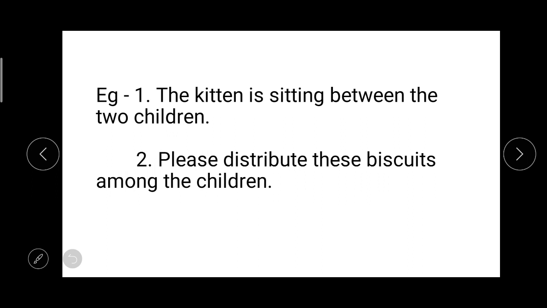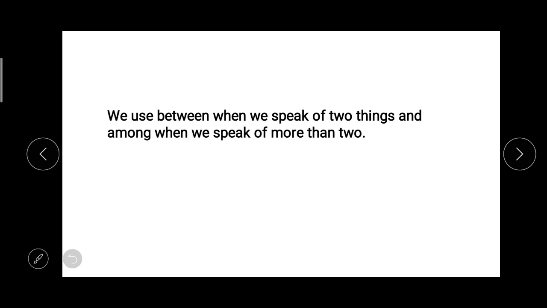So here are the examples. The kitten is sitting between two children. And number two, please distribute these biscuits among the children. In number one, you can see the kitten is sitting between the two children. Here two children are being described, two nouns. And in number two, the nouns are more than two, that is, there are more than two children. So between is used for two, while among is used for more than two. We use between when we speak of two things, and among when we speak of more than two things.